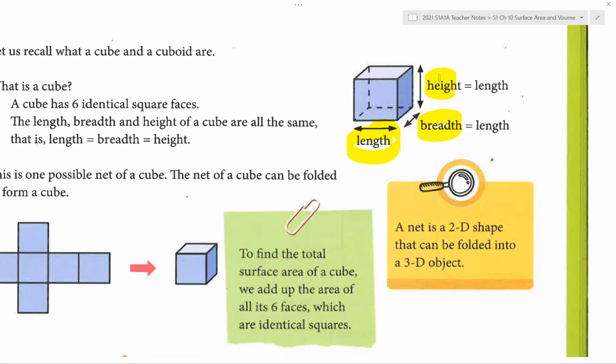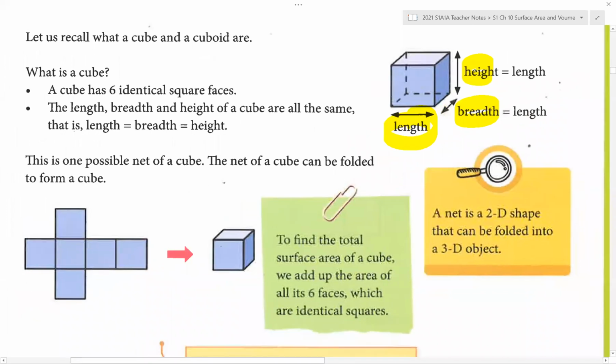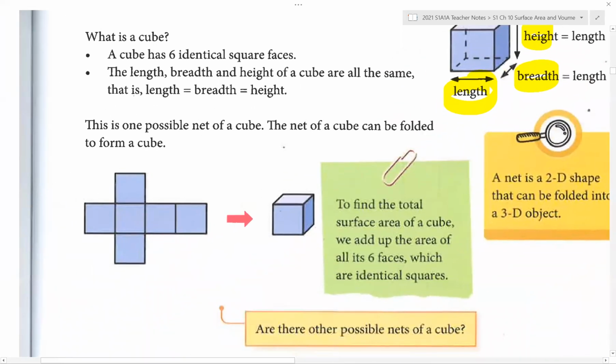Why isn't it a cube? You see rectangles, right? You don't have the same size. You don't have the same length, breadth, and height. So this is not a cube. So the dice they play is a cube.